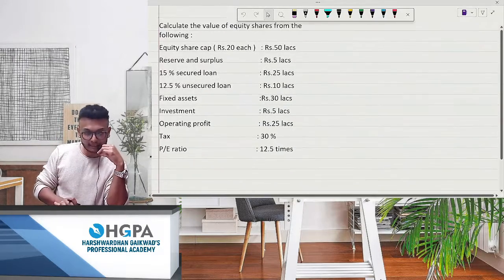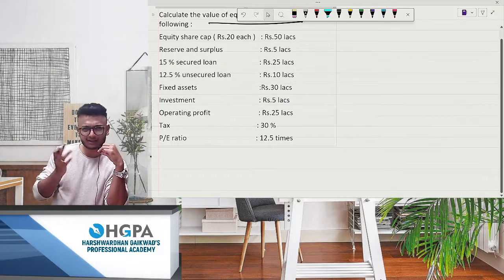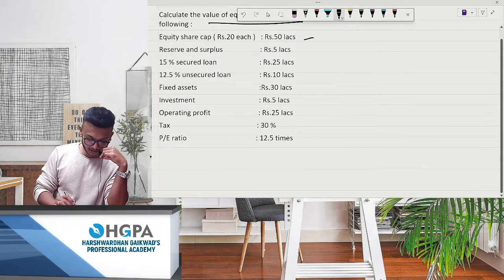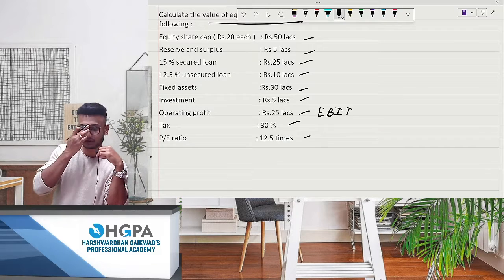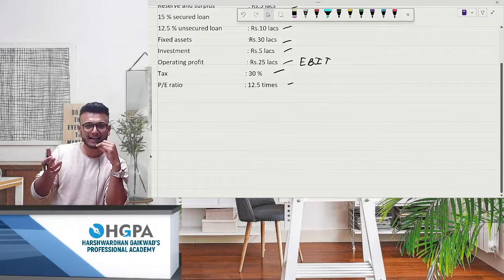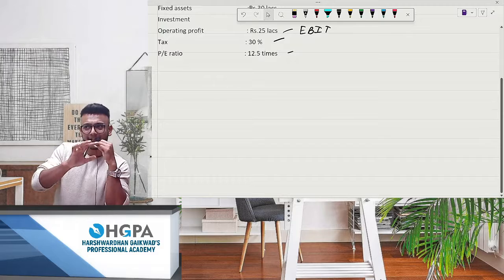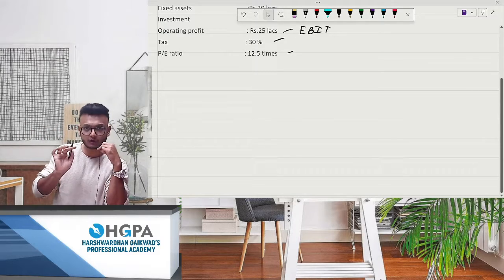One I have taken of net assets approach. Compute the value of equity share from the following. So they've given you tons of information. Equity share capital, reserve and surplus. They've given you 2 loans, fixed assets, investment, operating profit. That's your EBIT. Okay. Next, tax is given and P ratio is given. Okay, they're telling you to compute the value of equity share. Now which approach you will use? It will be net assets approach. What is net assets? Net earnings available to equity shareholders divided by total number of equity share. That's all we have to compute.